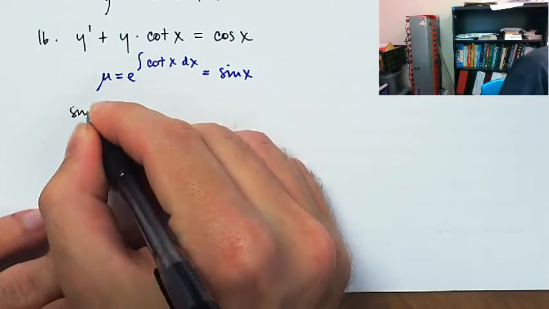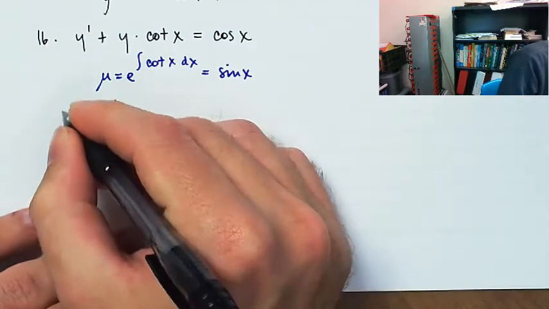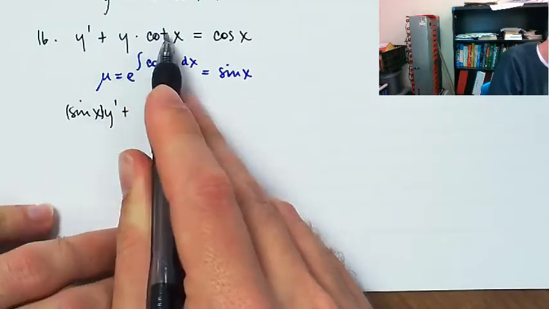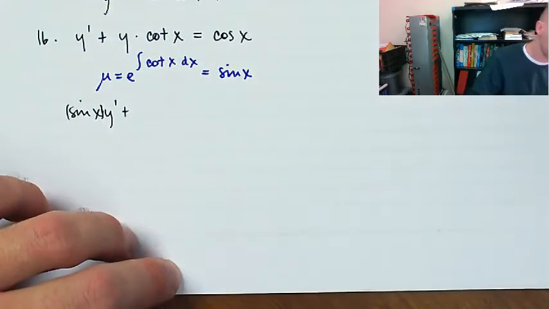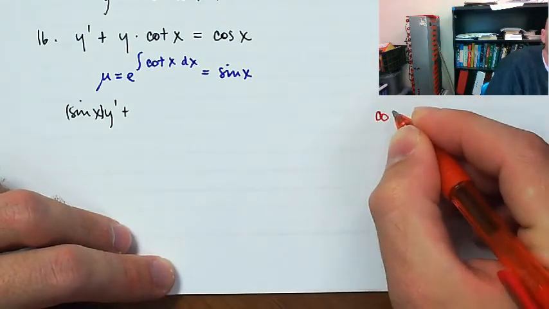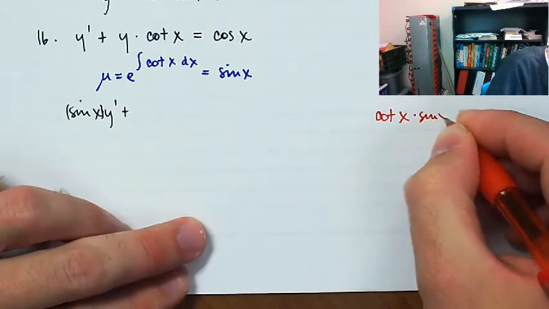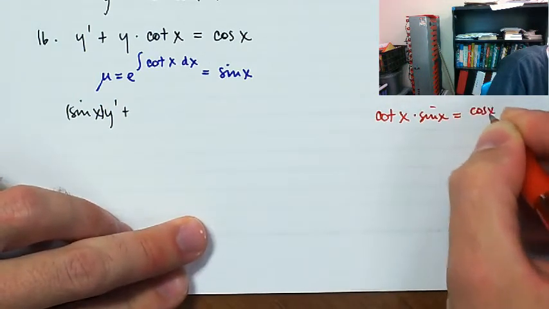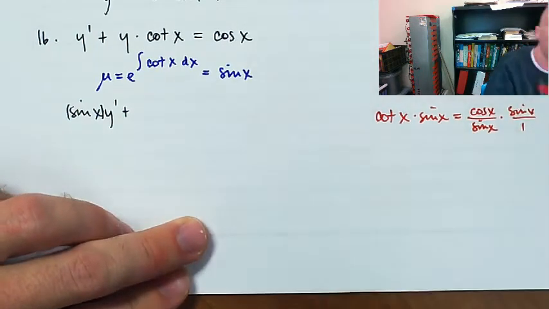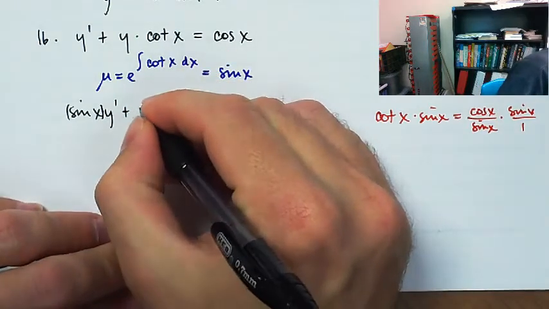So sine x y prime, maybe I'll write it like that, plus y times cotangent times sine is going to be cosine, right? Because cotangent x times sine x is equal to cosine x over sine x multiplied by sine x over 1, and so I'm going to just have cosine, which looks good because now this looks like a product rule derivative.